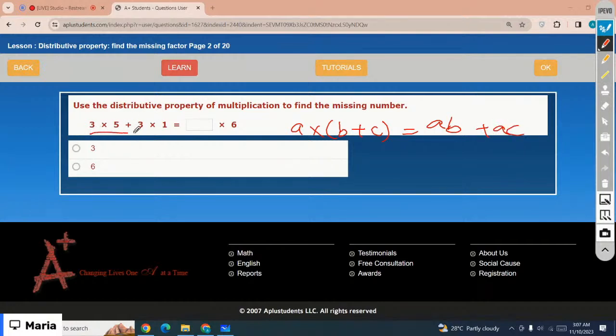Now just relate, look at this side: 3 times 5 plus 3 times 1. You can see A is here, A is here, and here you have A. That means A is the number that is multiplying outside, and the other two numbers would be inside the bracket. So 5 plus 1 is 6, and you already have 6 here. That means the missing number is 3. Very good. The correct option is 3. Got it?